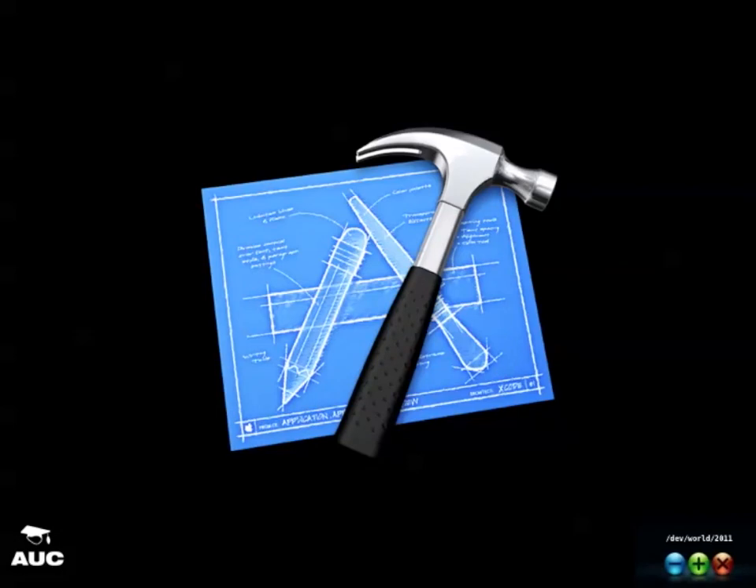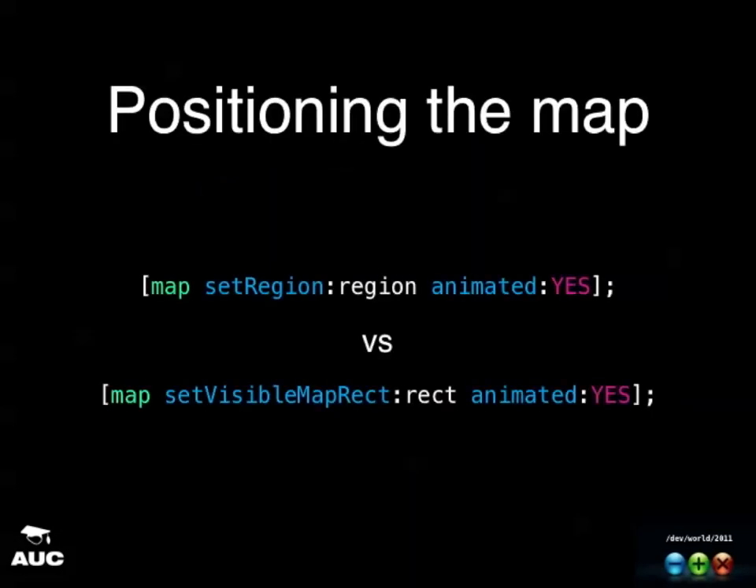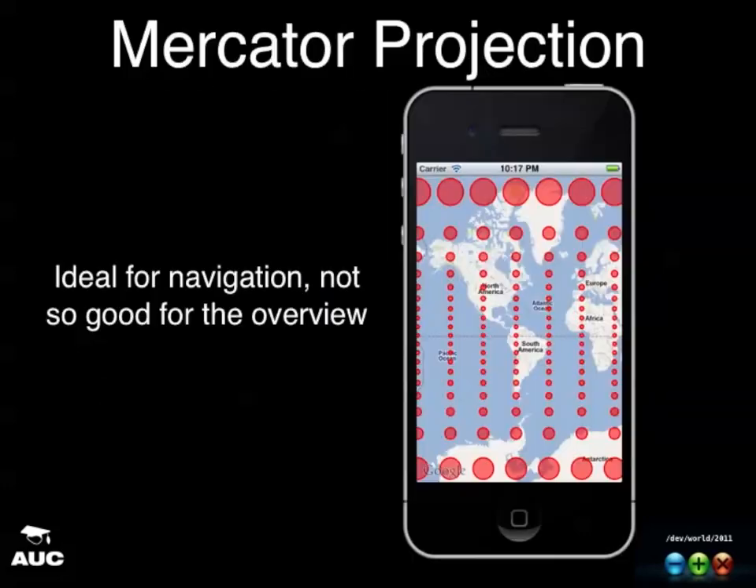There are a few more things you probably need to know. As you saw, I used this set region method. There's also set visible map rect. You can use them basically interchangeably. I don't want to go into too much detail. The coordinate region, that region property, is tied to latitude and longitude. The map rectangle property is tied to screen space. I tend to use the coordinate one because that just makes more sense to me. However, the map rect one does have some quite good uses, particularly when you're moving around.